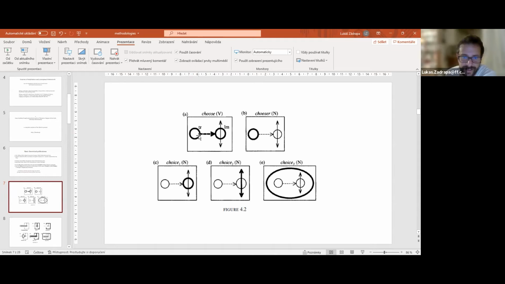And the heavy lines mean this is the so-called semantic profile. This is the very focus where the word itself focuses semantically on these conceptual entities, and the rest is the background, which is necessary but not in the spotlight, let's say. So this is choose.